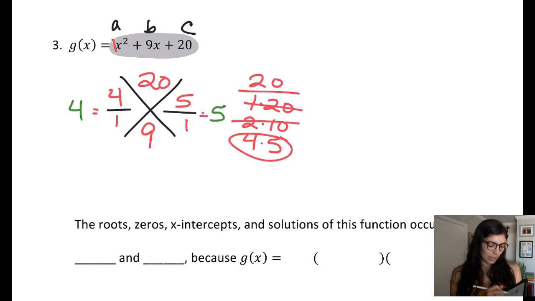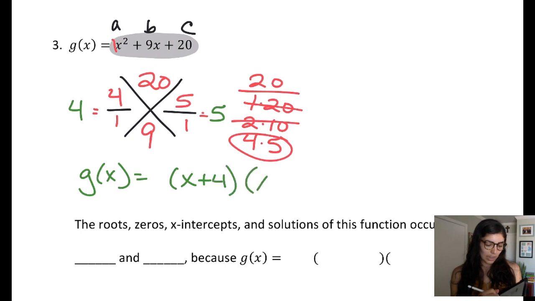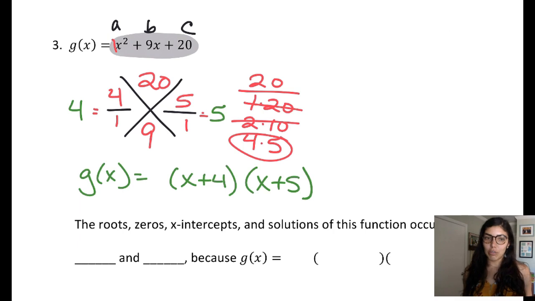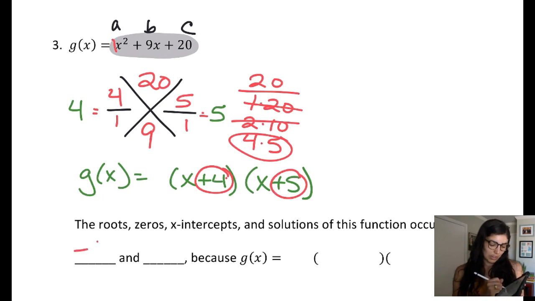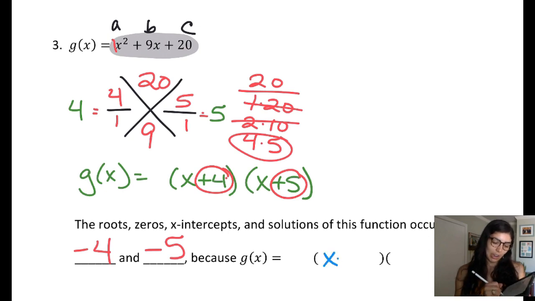Which means I know that this g of x function actually factors to x plus 4 and x plus 5. And now that I have it in factored form, I'm going to be able to tell you the roots, zeros, x-intercepts, and solutions. -4 and -5, because I have this function in now intercept form.